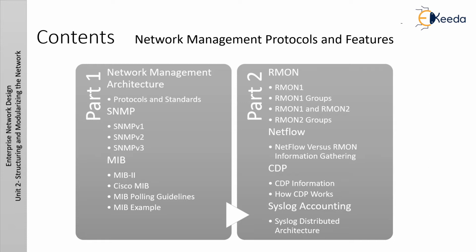Each managed device in the network has several variables that quantify the state of the device. You can monitor a managed device by reading the value of these variables, and you can control a managed device by writing values into these variables. This lecture is divided into part 1 and part 2. In part 1, we will cover network management architecture, protocols and standards, SNMP version 1, version 2 and version 3, MIB, MIB2, Cisco MIB, the MIB polling guidelines and MIB examples. The remaining portion will be discussed in part 2.